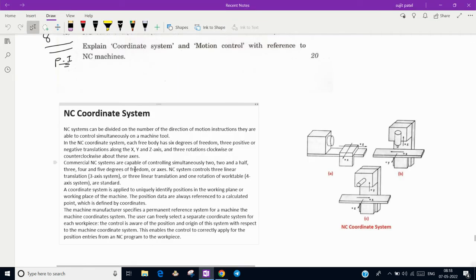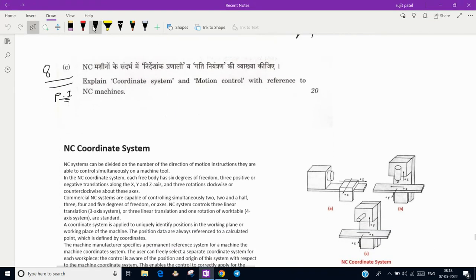Hello everyone, and today we are going to see two theory questions of UPSC Civil Service Mechanical Engineering 2021. First question is question 8C from paper number 1. The question is: explain coordinate system and motion control with reference to NC machine.